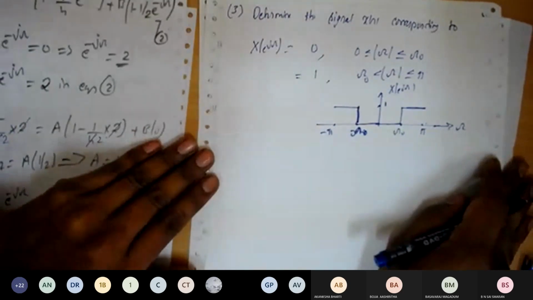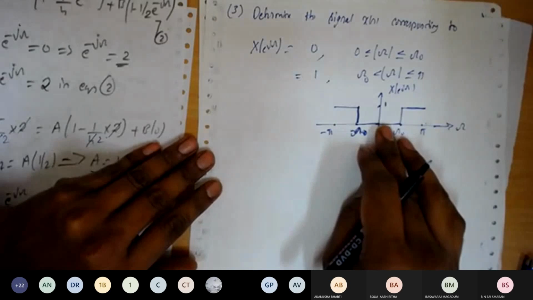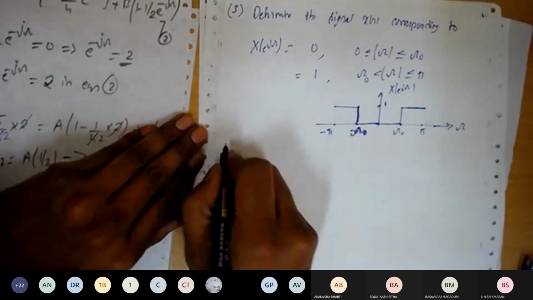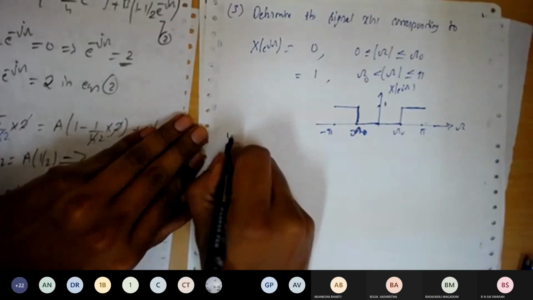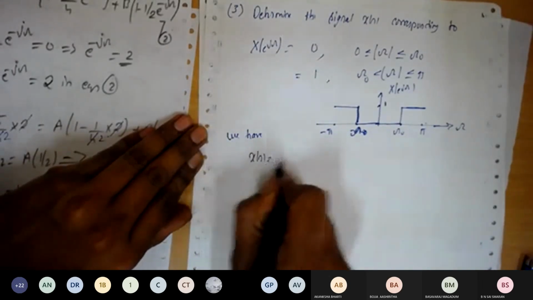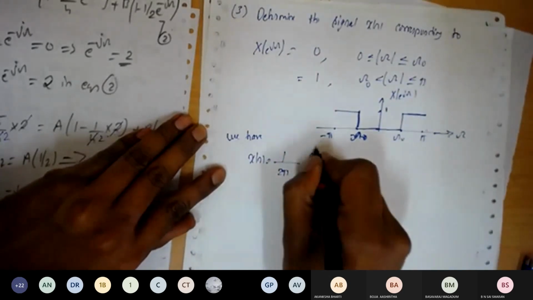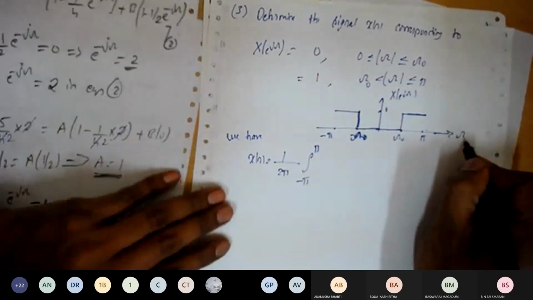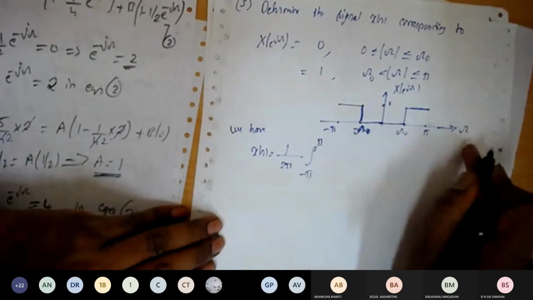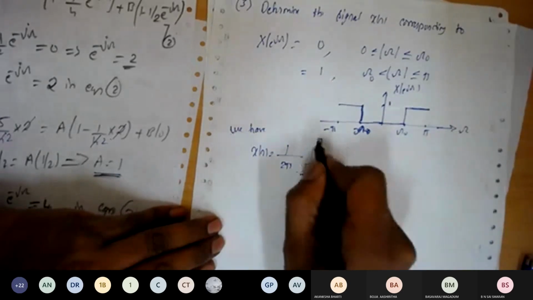Now let us find the inverse DTFT. In order to find it, we'll make use of the formula. From the inverse DTFT, x of n is equal to 1 over 2 pi integral from minus pi to pi. Whenever the axis is omega, we take the limits from minus pi to plus pi. Suppose it is in terms of the frequency f, we take from minus infinity to plus infinity.